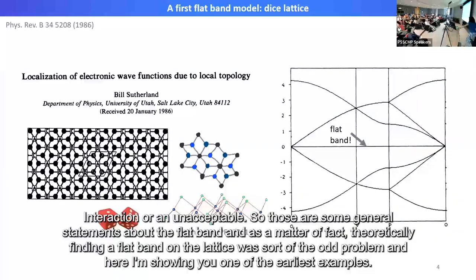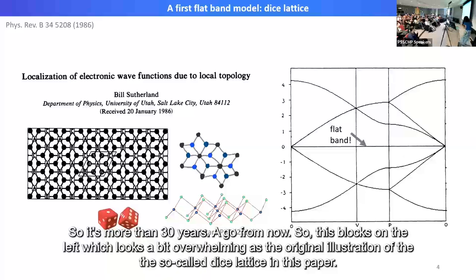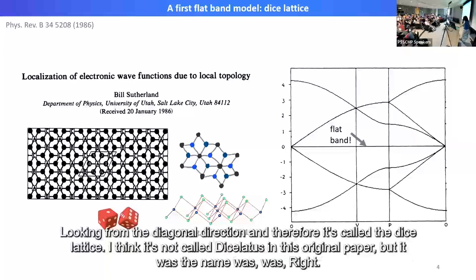And as a matter of fact, theoretically, finding a flat band on a lattice was sort of an old problem. And here I'm showing you one of the earliest examples of finding a flat band on a lattice model that can be dated back to the 1980s. So it's more than 30 years ago from now. This plot on the left, which looks a bit overwhelming, is the original illustration of the so-called dice lattice in this paper. And you can see that the lattice looks a little bit like a rolling dice, looking from the diagonal direction, and therefore it's called the dice lattice. I think it's not called dice lattice in this original paper, but the name was given later, right?